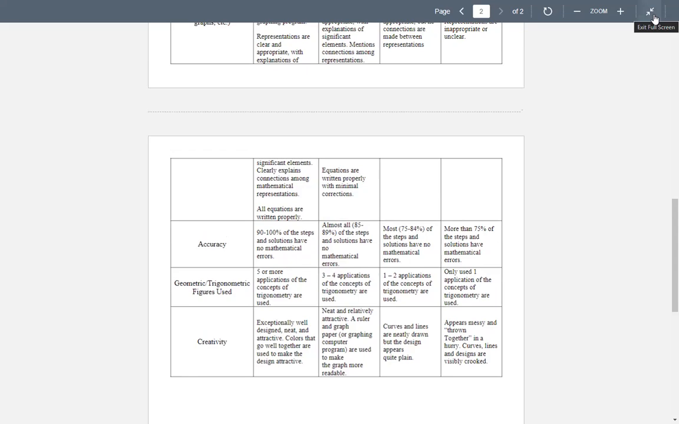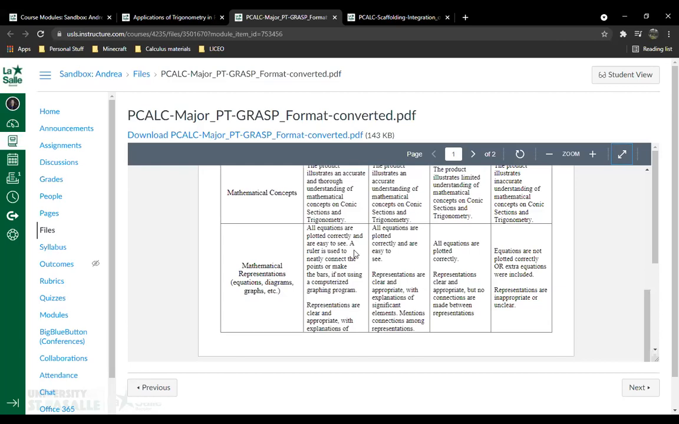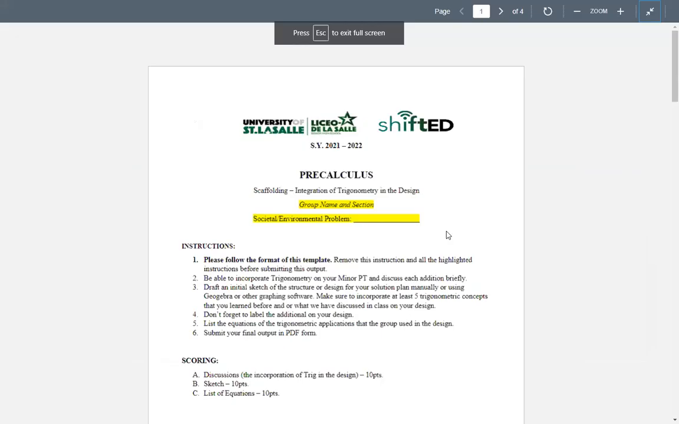So having this as our guide, we can use this to make our scaffolding so that we are anchored to what your goal is at the end. So let's go to your scaffolding. Now, for your scaffolding, again, this will serve as your guide, like a plan, a project before your PT. So you will be integrating the trigonometry in your design. So please just follow our format.